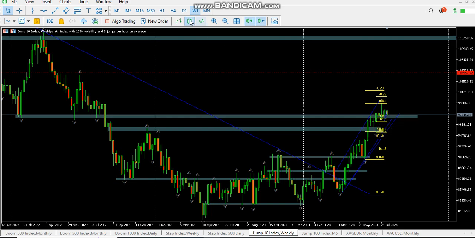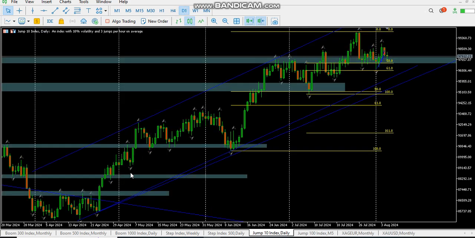So how can you identify that? As you can see on a daily time frame, this market has been making higher highs and higher lows, higher highs, higher lows, higher highs, higher lows. So that's how you identify this.